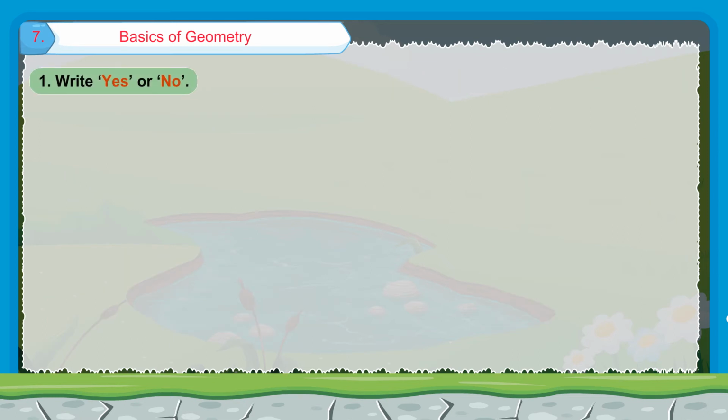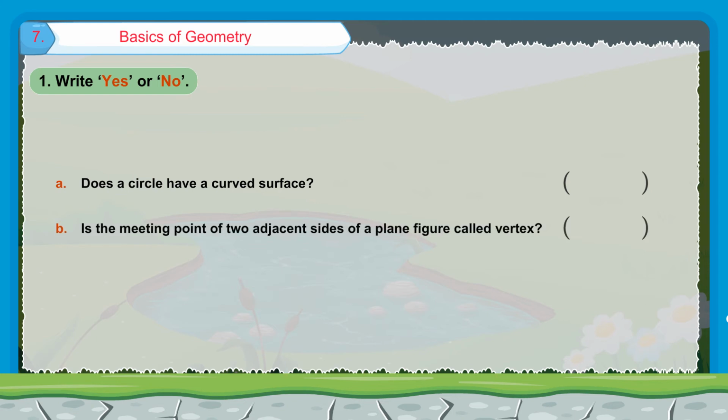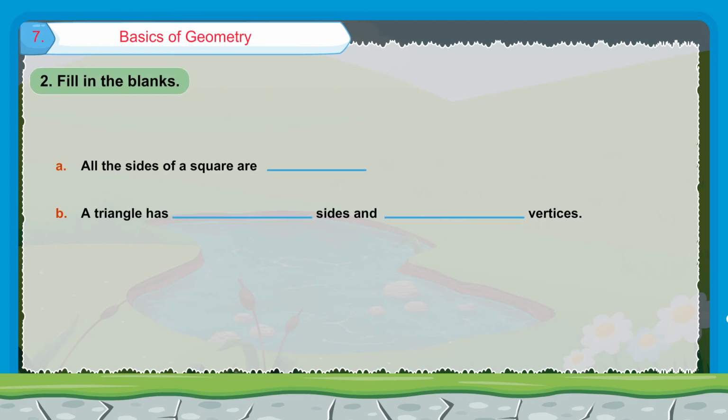1. Write yes or no. A. Does a circle have a curved surface? B. Is the meeting point of two adjacent sides of a plane figure called a vertex? 2. Fill in the blanks.